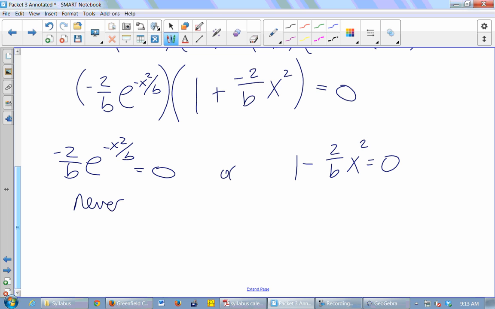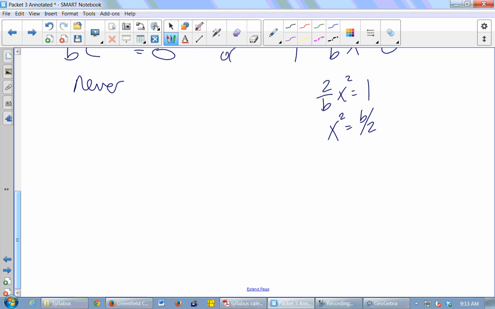And then this guy says 2 over b x squared equals 1. So if I solve this, get the x squared by itself, I would have x squared equals b over 2. So x is plus or minus the square root of b over 2. So this is why we have to assume b is positive, right? Because you can't take the square root of a negative.